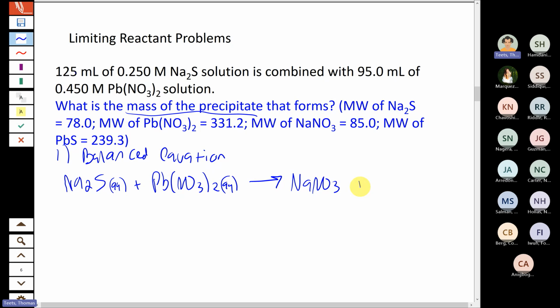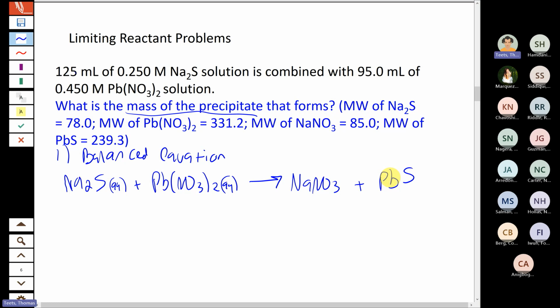And then our second product is going to be sulfide, S2-, combining with Pb2+, the 2+ cation. There's 2 anions there that are -1. So it's just going to make a 1-to-1 compound, PbS, lead sulfide. Lead 2+, sulfur 2-, 1 of each to balance the charge. So that's the reactants and products.